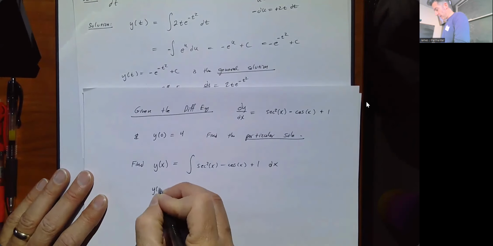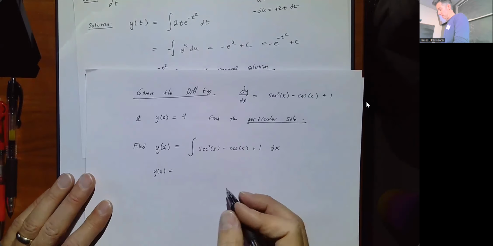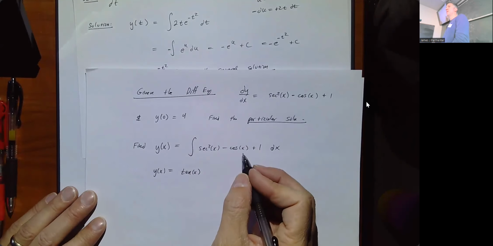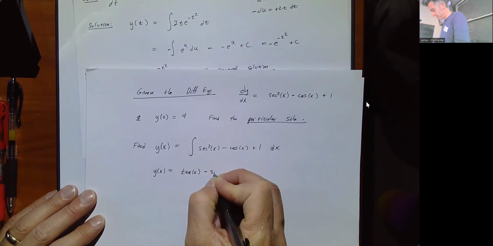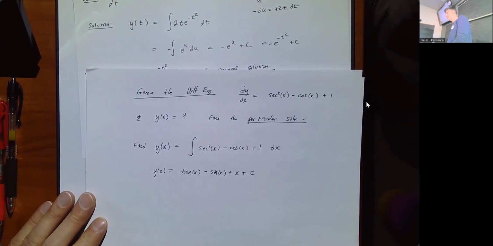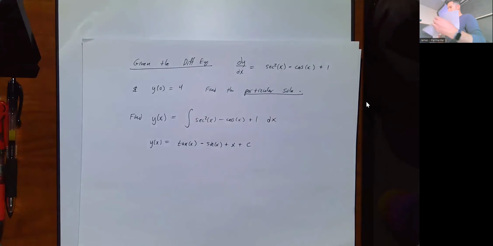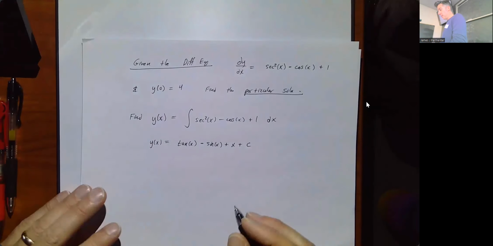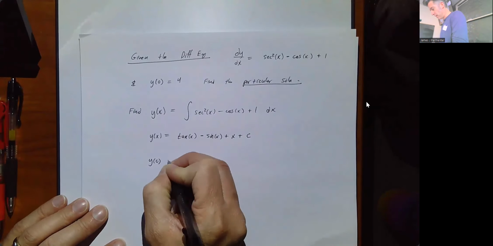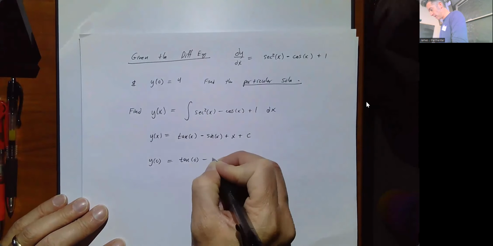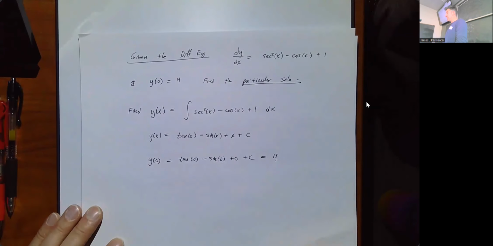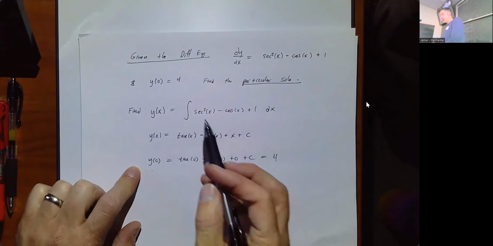And we can definitely integrate that. The antiderivative of secant squared is tangent of x. The antiderivative of negative cosine is negative sine, plus x plus c. I didn't mean to pick ones that worked out this way, but I happened to. So now I'm going to plug in 0 for x. y of 0 is tangent of 0 minus sine of 0 plus 0 plus c equal to 4. And I'm saying equal to 4 because if x is 0, y is 4. That's what this says over here.